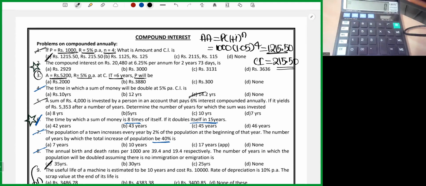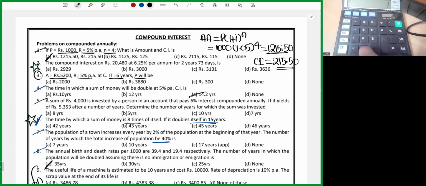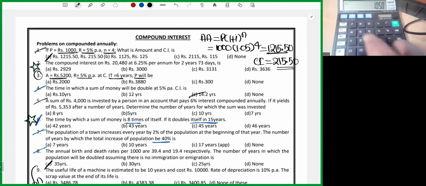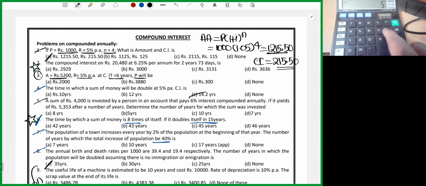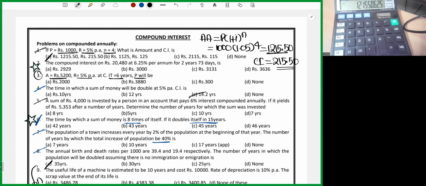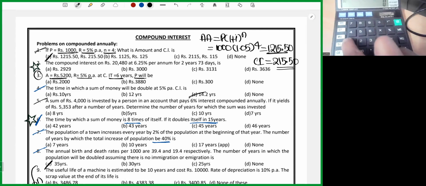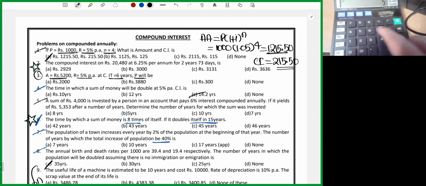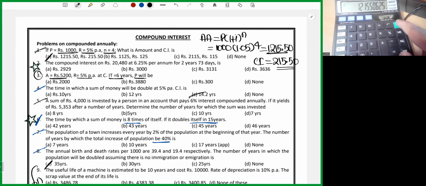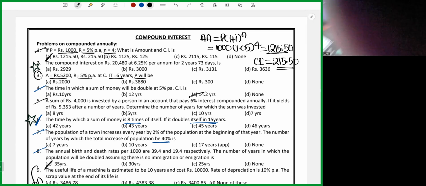You can simply take 1000 in the calculator plus 5% one time, 5% second time, 5% third time, 5% fourth time. You got the same answer 1215.50. Obviously, sir, you'll get the same answer 1215.50. So what I am doing once again: 1000 plus 5% one time, plus 5% two times, 5% three times, 5% four times, 1215.50. Okay.